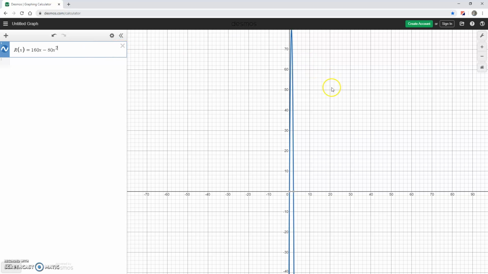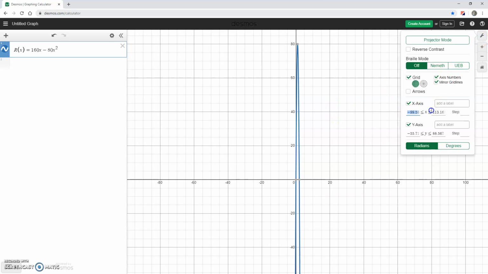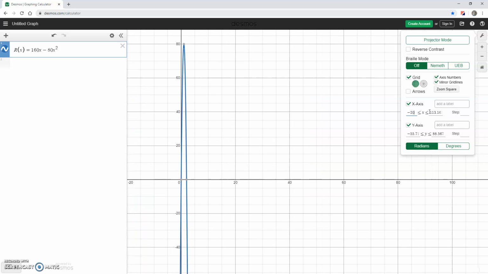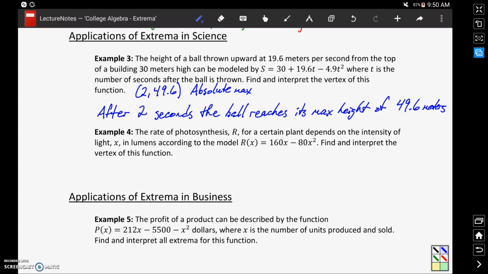So entering in our quadratic function, we get a very narrow parabola in this case. If we want, we could go into that wrench icon to modify our min and max values for x to get a slightly better picture of what's happening with that graph. But really, we just need to click on our graph to identify that that maximum, which in this case again is an absolute maximum, occurs at (1, 80).